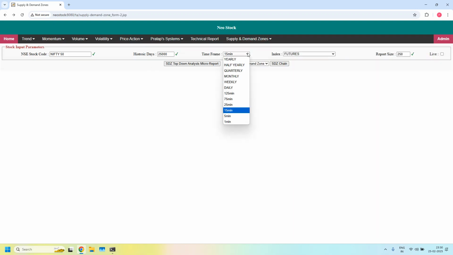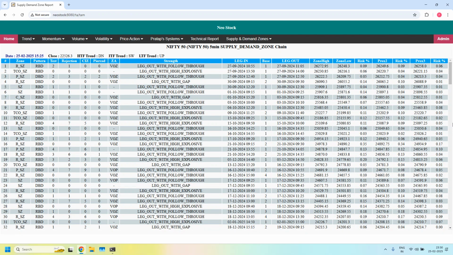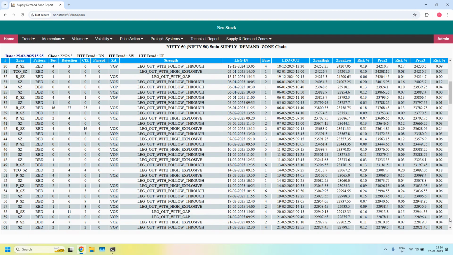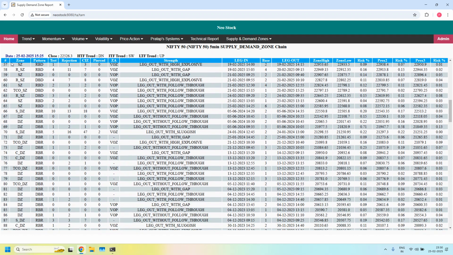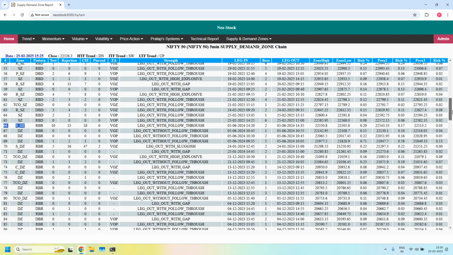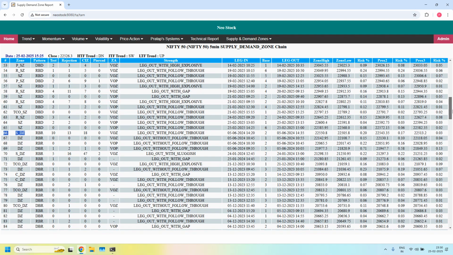Next, 5 minutes supply demand zone chain for Nifty. All these are all supply zones. I am scrolling the list down. So 66 is the nearest demand zone to the current closing price. Let me adjust in the center so that you can get equal number of demand and supply zones.